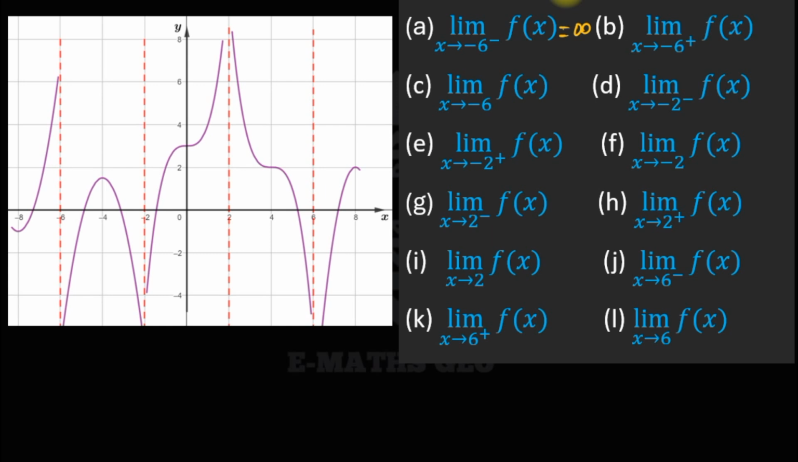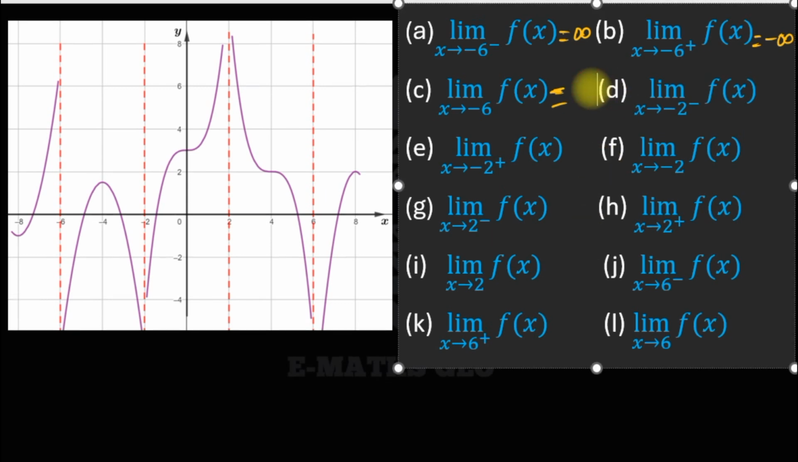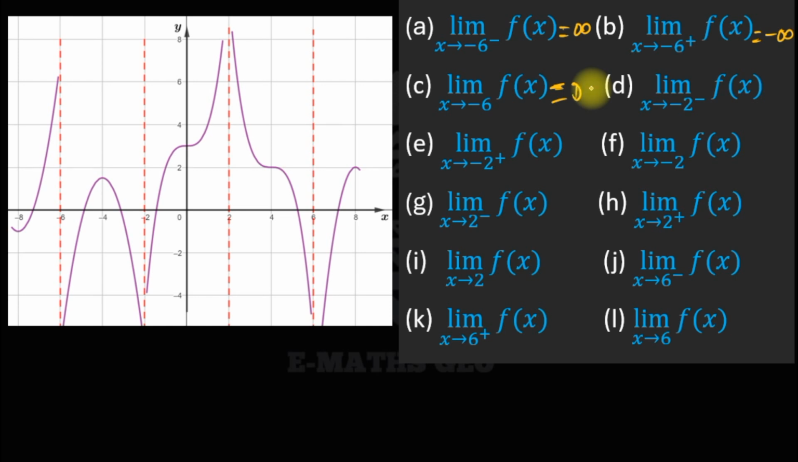Now approaching from the right, see, it's decreasing without bound, so this is negative infinity. Why without sign? It does not exist, because the left and right-hand limits are not the same. So this does not exist.